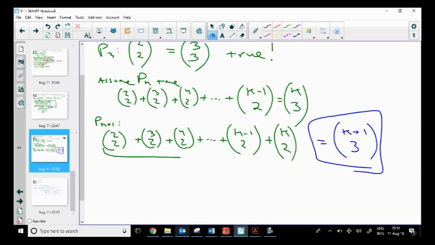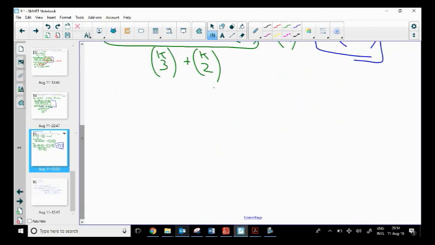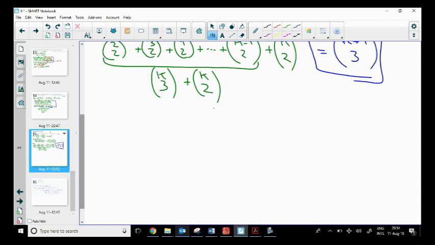Well, I know that this part is equal to k choose 3 by my assumption. So I'm going to add k choose 3 with k choose 2, and let's see what happens. For this, we're going to actually use the definition of what k choose 3 is. K choose 3 is going to be k factorial over 3 factorial times k minus 3 factorial. Add that to k factorial over 2 factorial times k minus 2 factorial.